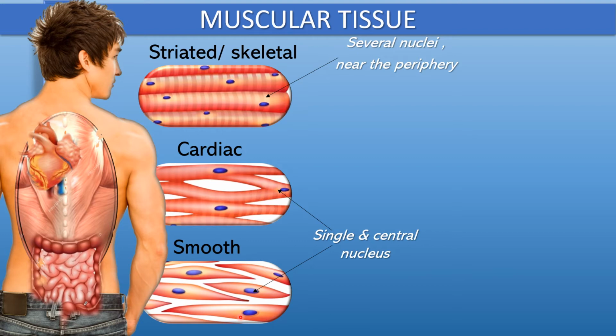The next difference that you can observe is the presence of these lines, which we call cross striations. Thus the name striated muscle. Skeletal muscles have very visible cross striations, whereas cardiac muscles do have some cross striation. Smooth muscles completely have no cross striations. Cross striations enable the muscles to contract rapidly.